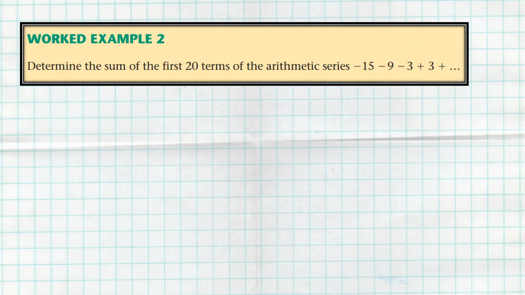Okay, example 2, and it says determine the sum of the first 20 terms of the arithmetic series. They give us minus 15, minus 9, minus 3, plus 3, plus, and they give you the 3 dots to show that the sequence is still going, right? So in this series, not the sequence, sorry, but series, we don't have the last term, right? We don't know what our last term is.